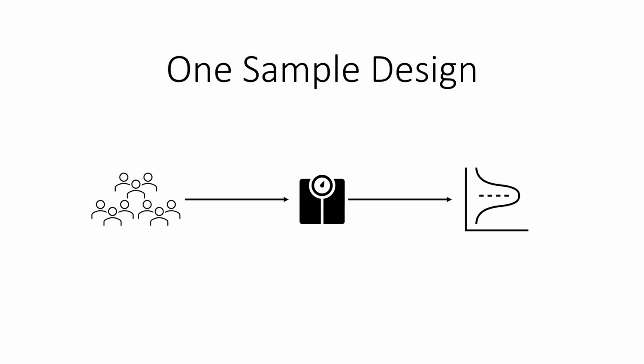So let's visualize this. You have a single sample of individuals, you collect some variable, for example body mass, and then you compare that to some reference value. Let's see how we can adapt our general linear model for this kind of study design.